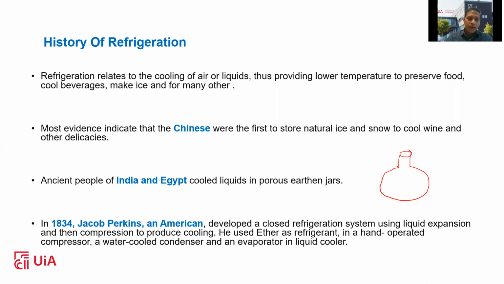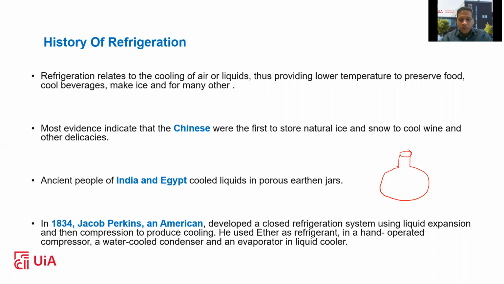And then later, in 1834, Jacob Perkins, an American, developed a closed refrigeration system with liquid expansion and liquid compression to produce the cooling. He used a kind of ether as a refrigerant. And nowadays you have different types of refrigerant. We'll talk about it later.